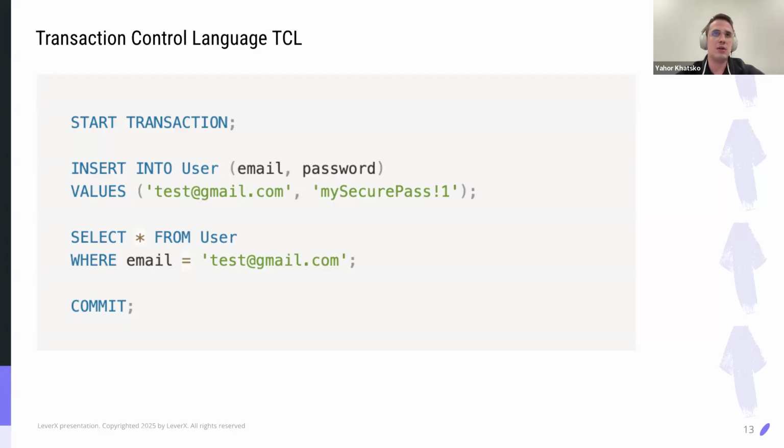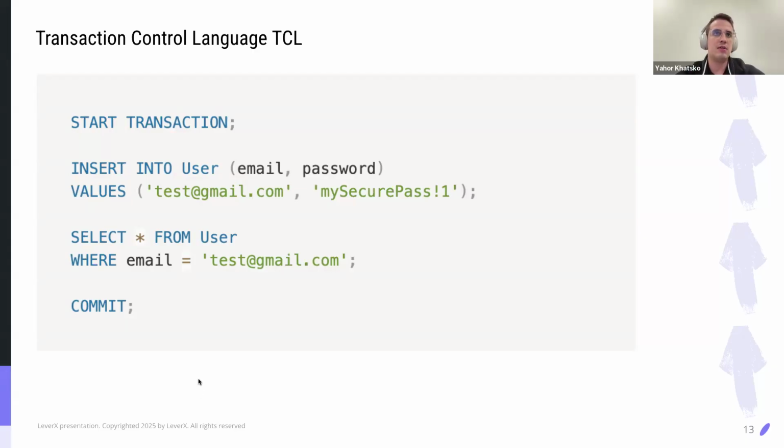As you can see, we are inserting a new record in the user table, and then getting it from the user table. And let's say on the step when we are getting the user, for some reason it errors out.